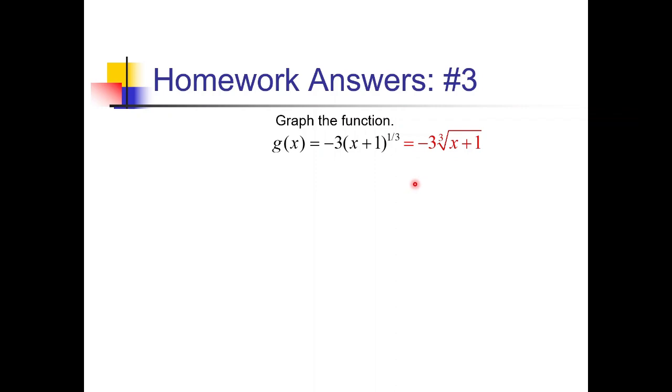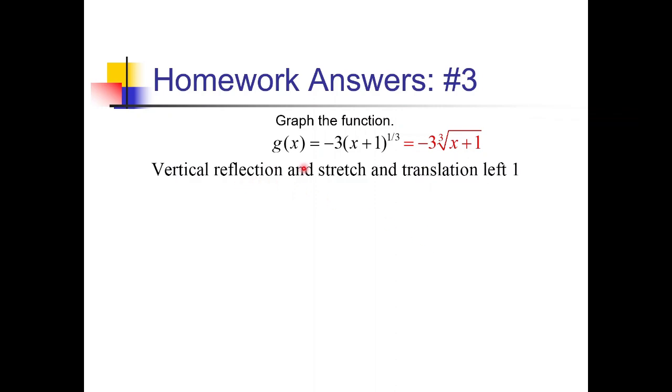And in terms of transformations, this -3 out here is doing two things. We have a vertical reflection with the negative and a vertical stretch with the times 3. The +1 inside is giving us a horizontal shift 1 to the left. So vertical reflection, stretch, and translation left 1.